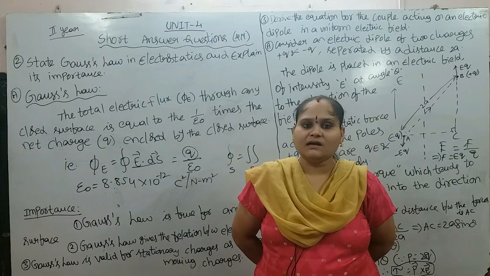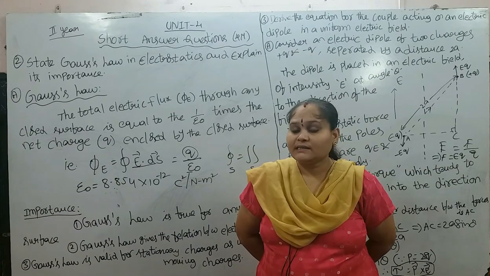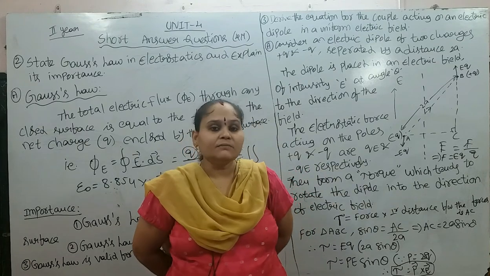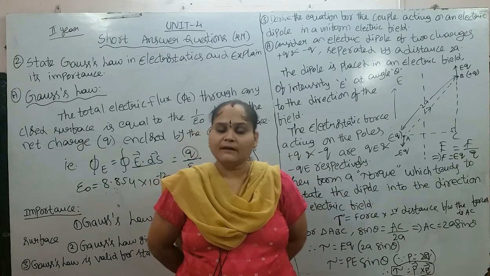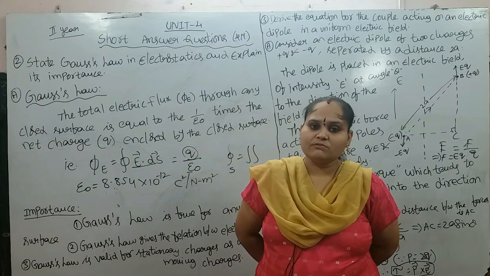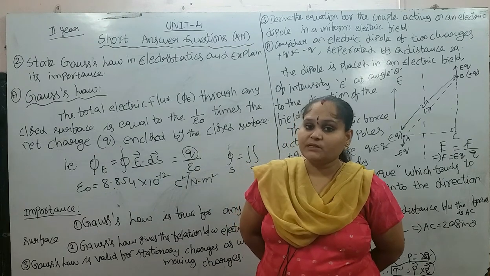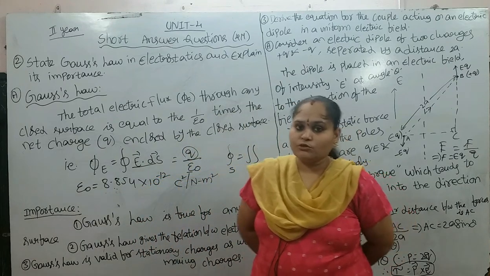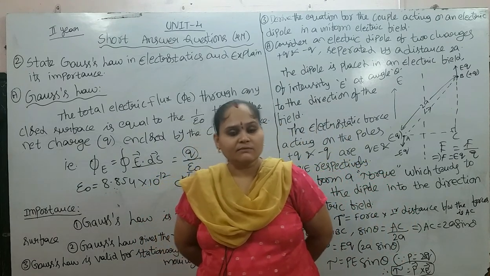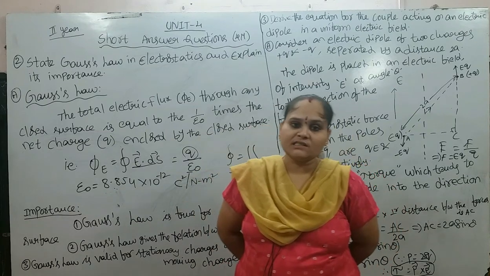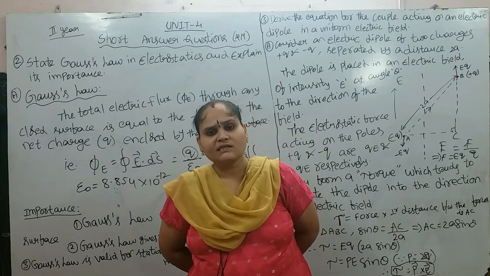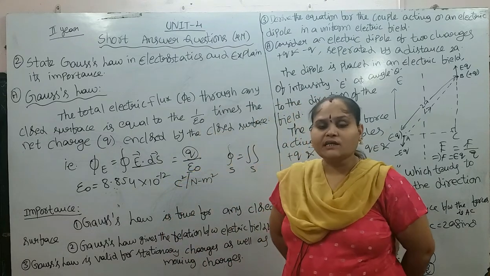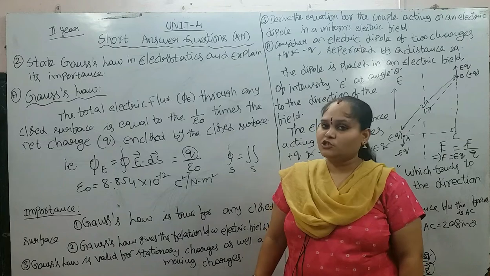Next one is the Gauss law. Gauss law says the total electric flux is equal to 1 by epsilon naught times the charge enclosed in it. That means phi E equals the surface integral of E dot ds equals Q by epsilon naught. Epsilon naught is the permittivity of free space and its value is 8.854 into 10 to the power of minus 12 coulomb square per Newton meter square. Gauss law is valid for stationary charges as well as moving charges, and it gives the relation between electric fields and the charges. Gauss law is true for any closed surface, which means it does not depend on shape and size.